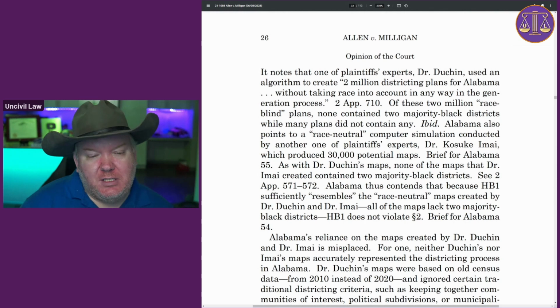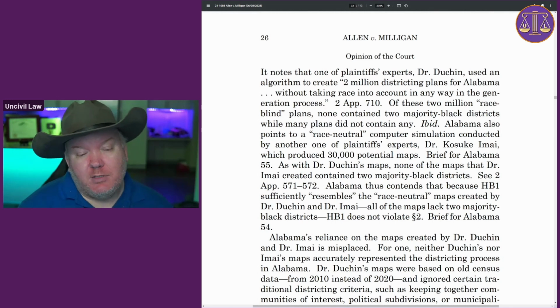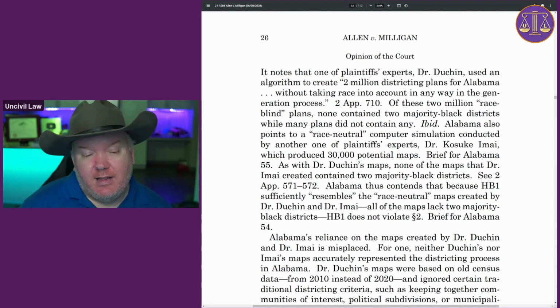Alabama also points to a race-neutral computer simulation conducted by another expert, which produced 30,000 maps. As with the first expert's maps, none of the maps that expert created contain 2 majority-black districts. Alabama thus contends that because the law sufficiently resembles race-neutral maps created by those experts, all of the maps lacking 2 majority-black districts, the law does not violate the relevant section.